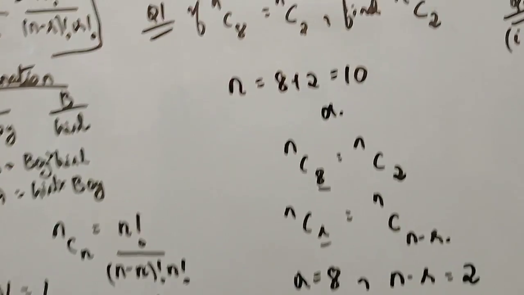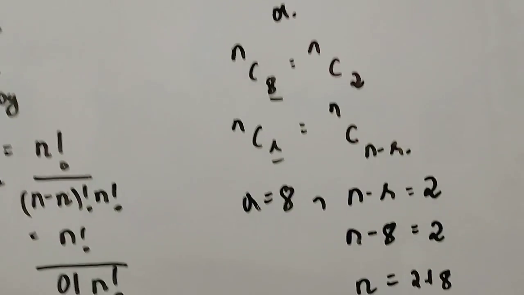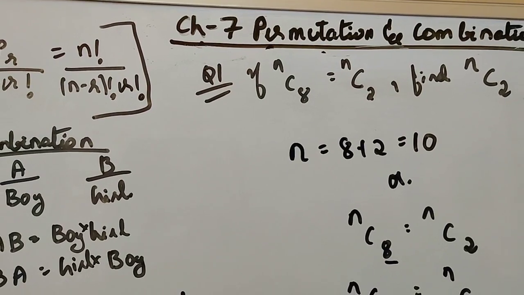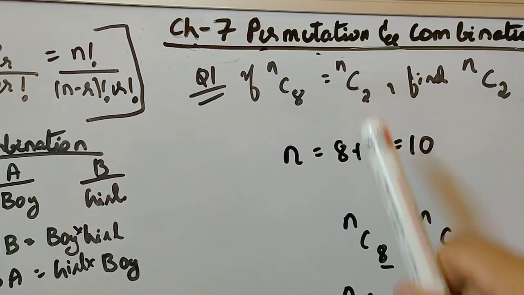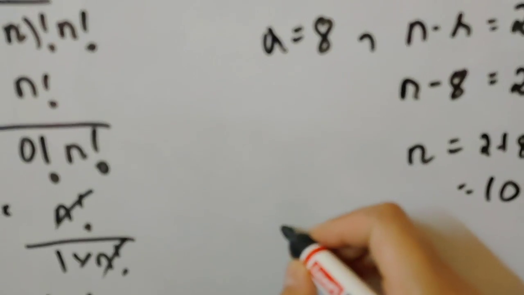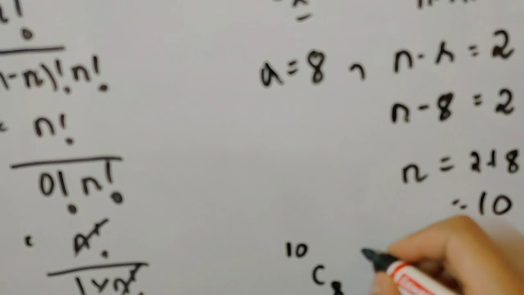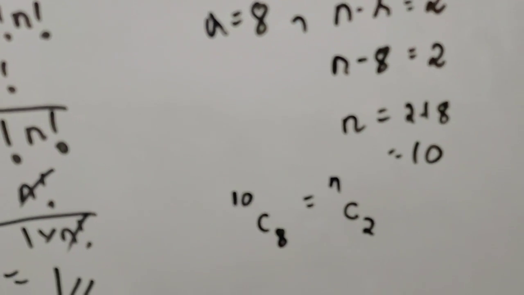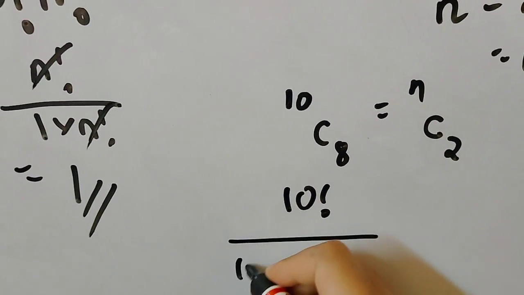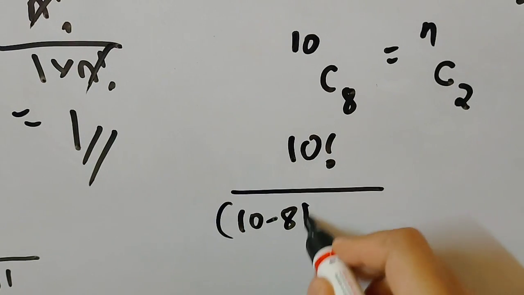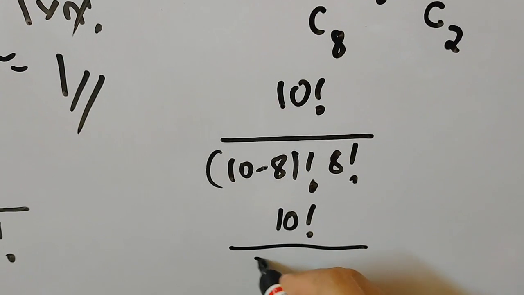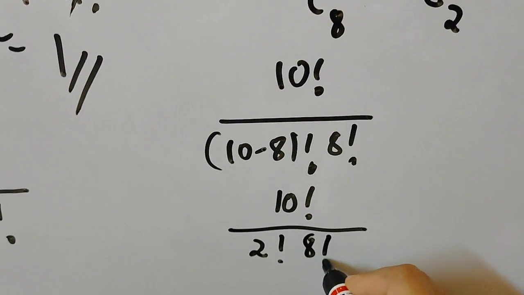Now what we have to find is nC2. I have got the value of n, so I will put here n equal to 10. That is 10C8. Once I calculate, I will get my nC2. So 10C8 equal to my nC2, I have to find this. Now put the formula: 10 factorial, (10 minus 8) factorial into 8 factorial. 10 factorial, 10 minus 8 is 2 factorial, and 8 factorial.